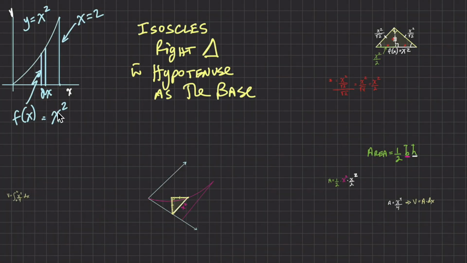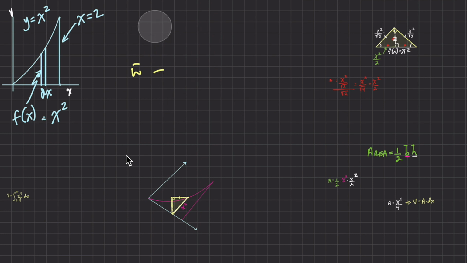Next, we're asked to use an isosceles right triangle with the hypotenuse as the base to create our solid figure. So let's go ahead and draw that.